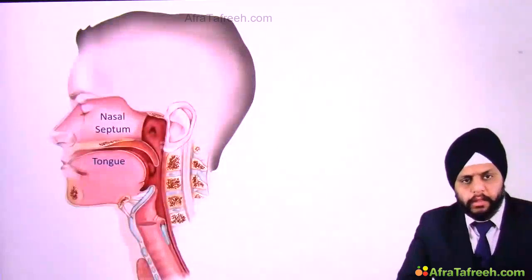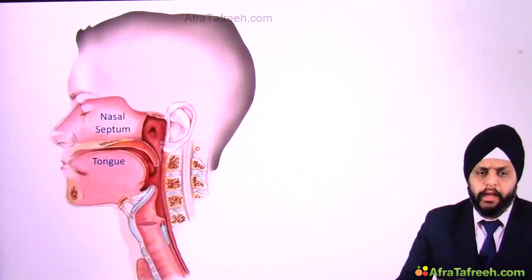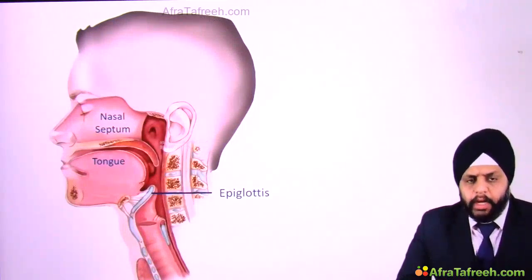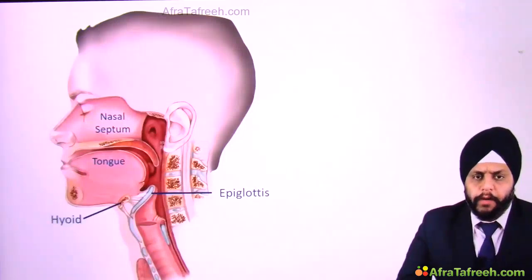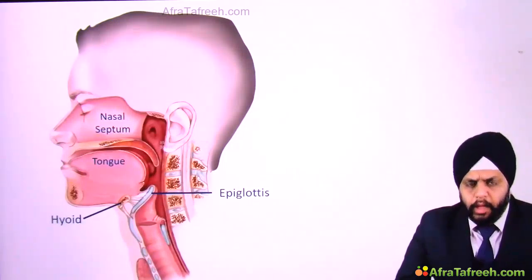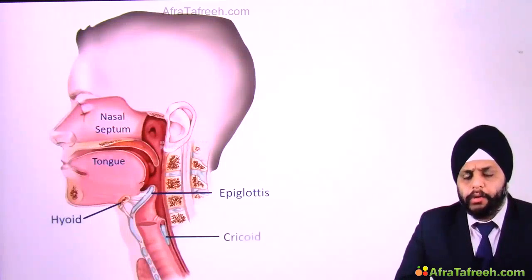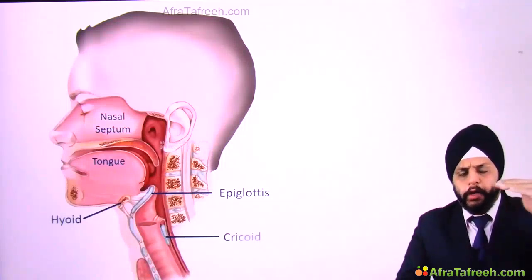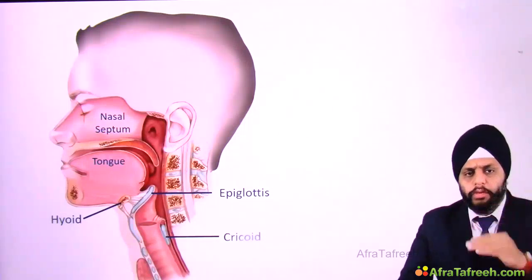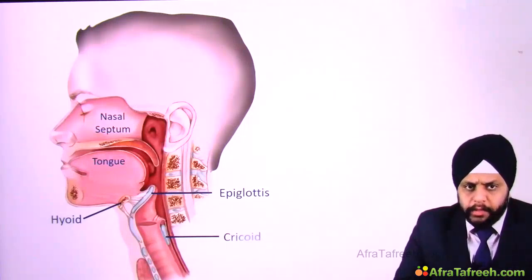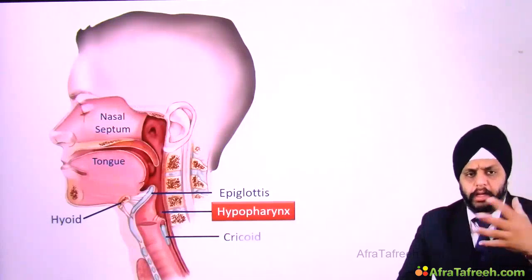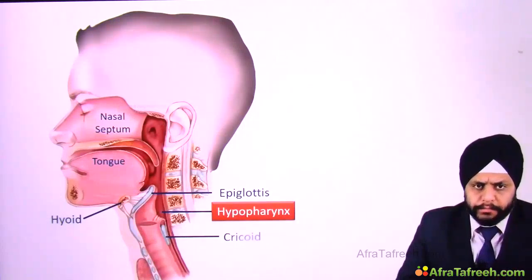Let's look at this diagram. Now in this diagram, you can see that this is the epiglottis. You can identify the hyoid bone in front of the epiglottis. And you can also see the cricoid cartilage. Now we know that from the level of hyoid bone superiorly to the lower end of cricoid cartilage, we have over here the hypopharynx, right? So that's the hypopharynx, behind and around the larynx.